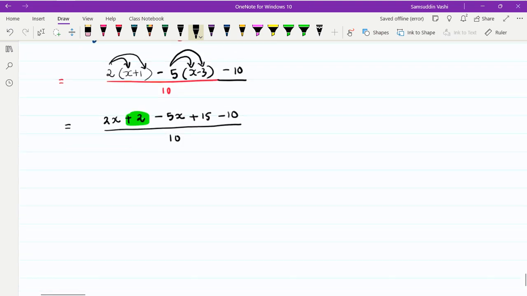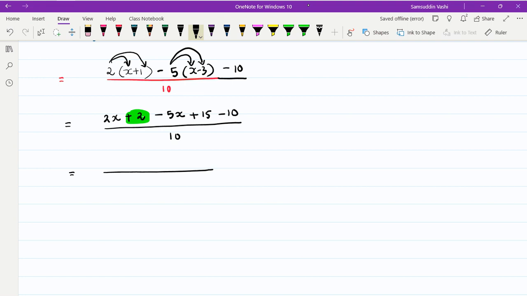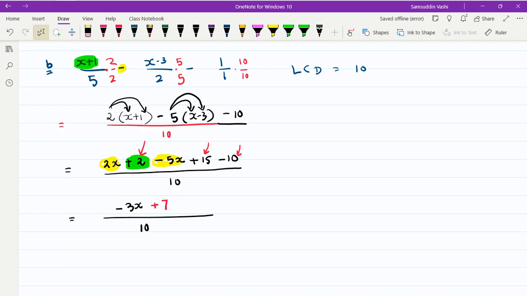Now the numerator, once again, we combine the like terms. What are my like terms in the numerator? 2x and minus 5x. So it's negative 3x. And what about the numbers? 2 plus 15, so it's 17. Minus 10, 7. Divided by 10. It was there, it will remain there. So this is my answer B.